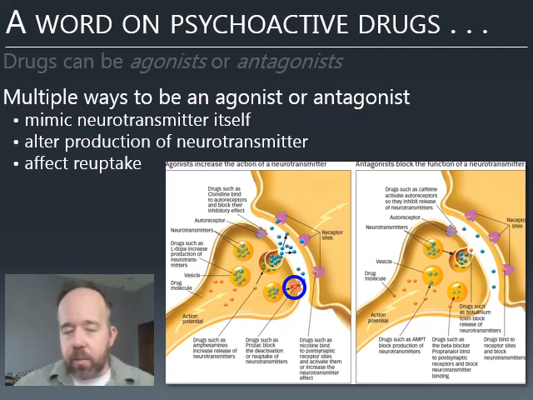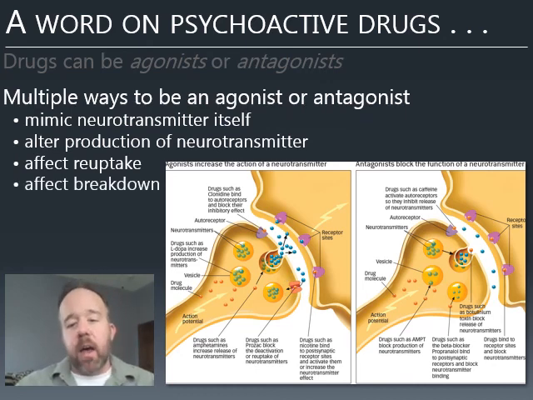If you block reuptake, if you inhibit reuptake, then neurotransmitter stays out there in the cleft for longer. It can do its job for longer. And so that would be an agonist. If you've ever heard of an SSRI, a selective serotonin reuptake inhibitor, that is the kind of drug that inhibits reuptake. It keeps serotonin out in the cleft for longer. So it is a serotonin agonist, and it's a kind of antidepressant.